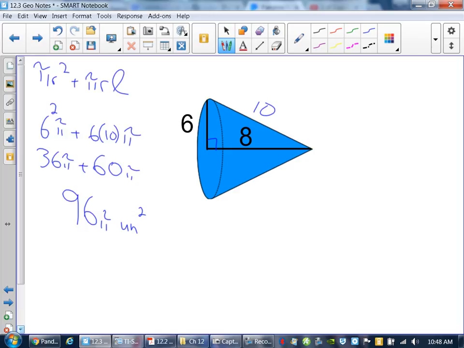Now, your homework for the night is... No, I still want to walk you through a perimeter apothem problem, and I have to walk you through a triangle one.